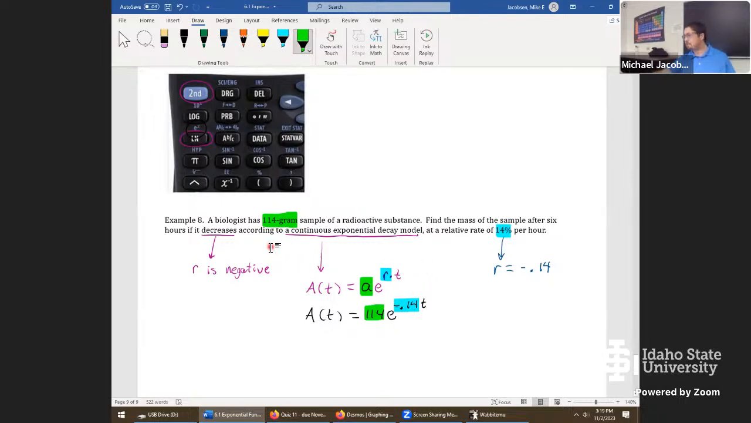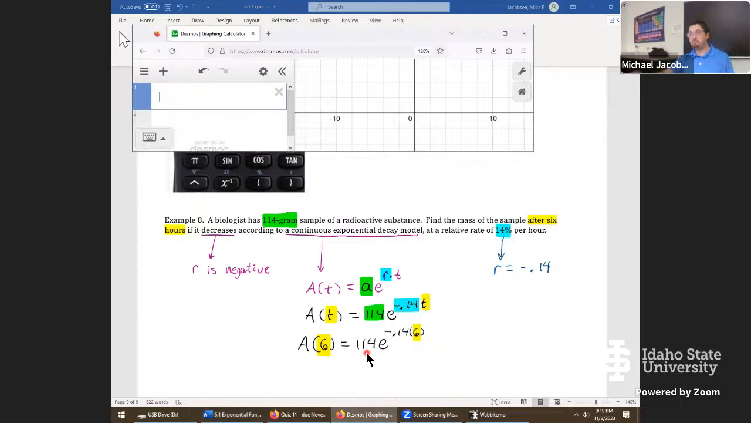It says next, well, what was the question? Find the mass of the sample after 6 hours. So they gave us time information, and that's what's going to be plugged in here and here. We'll just plug in the value of 6. Then the whole question's over right at that stage. So let's write out the mass at time 6 hours is now 114 e to the power of negative 0.14 times 6. It's back to the calculator, but this is a pretty fast one as well.